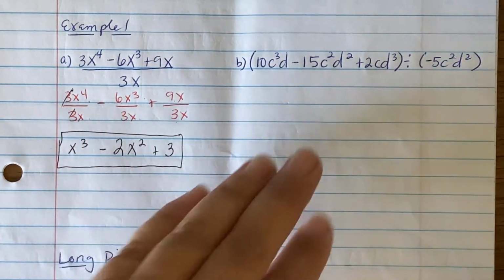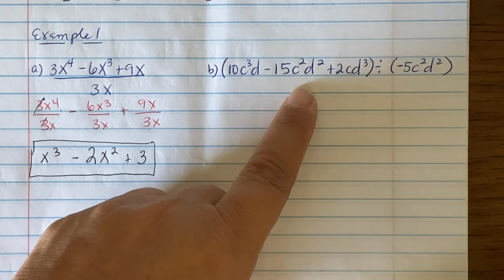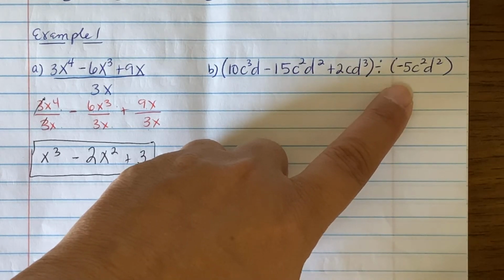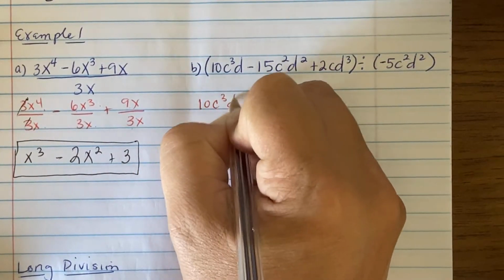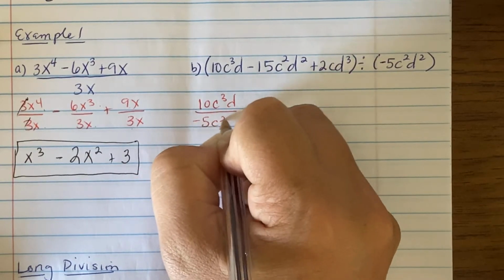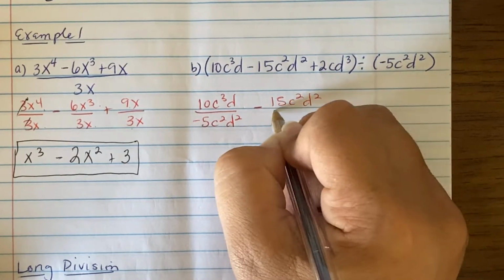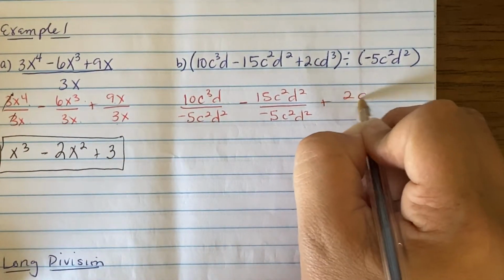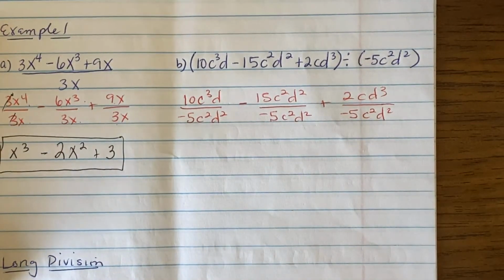When we look at b, they gave it to us in the form of parentheses side by side. It says 10c cubed d minus 15c squared d squared plus 2cd cubed, and we're dividing everything by negative 5c squared d squared. So rewrite it in the form of quotients. We're going to write 10c cubed d on top of negative 5c squared d squared, minus 15c squared d squared on top of negative 5c squared d squared, plus 2cd cubed on top of negative 5c squared d squared. The reason I wrote it this way is so that in case of sign changes, you can see them.